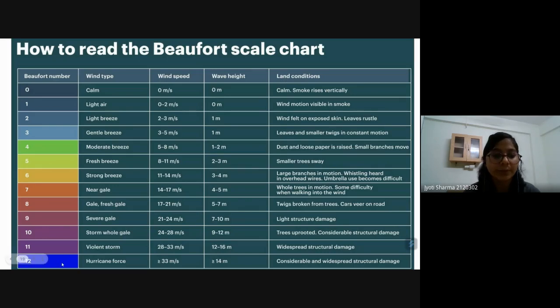So, for example, if it is Beaufort number 12 and the wind type is hurricane force, here the wind speed is very high. Whenever we talk about speed, we know that there is kinetic energy, and this kinetic energy will act as a force and will damage the buildings, whatever thing is in front of that wind. Okay, so this is the Beaufort scale chart.